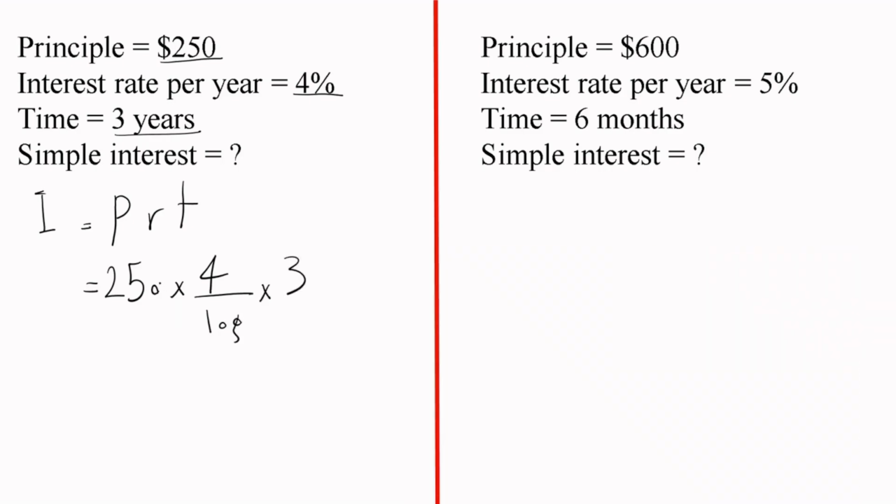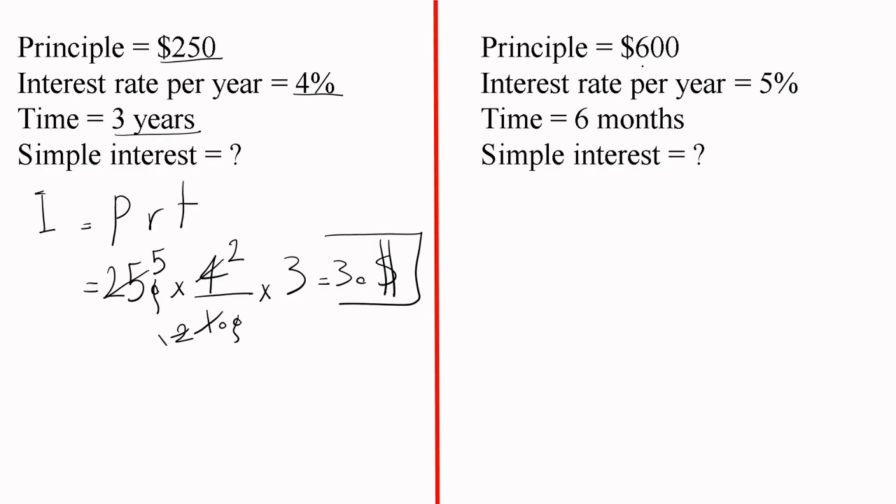I can drop 1 zero, and then I can divide both of them by 5. It's going to be 5. It's going to be 2. Simplify by 2, 1 by 2, 2. So it's going to be $30. It is the amount of simple interest after 3 years.